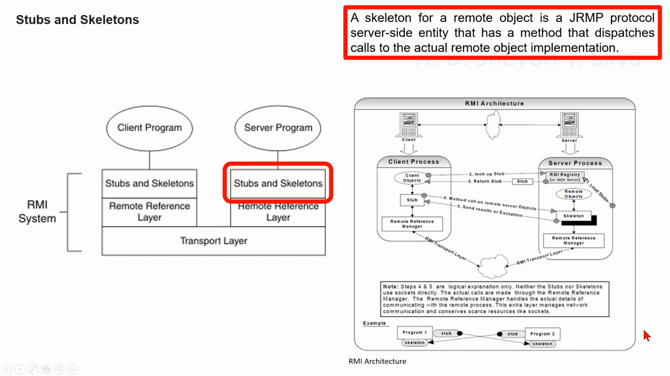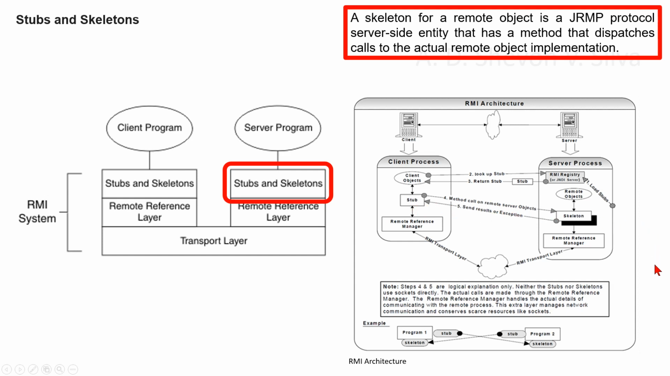Here you can see another diagram of RMI architecture. RMI gives a way for a Java program on one machine to interact with objects residing on different JVMs. The important blocks of RMI architecture are stub classes, skeleton classes, and object serialization.